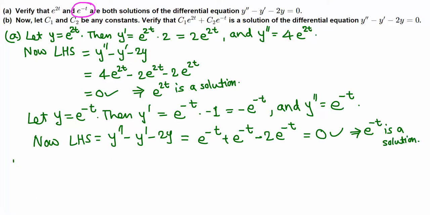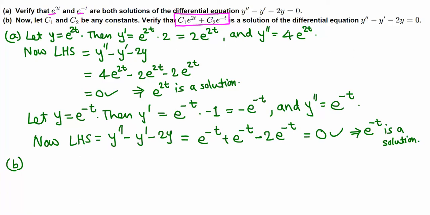In part B, we let c1 and c2 be any constants, and we need to verify c1 e raised to 2t plus c2 e raised to negative t is a solution of the same differential equation. This is in fact a linear combination of these two solutions. In part A we just showed e raised to 2t and e raised to negative t individually.